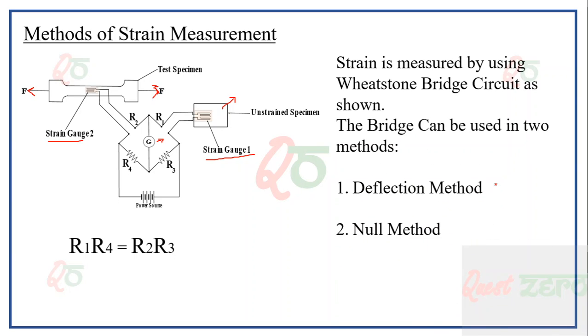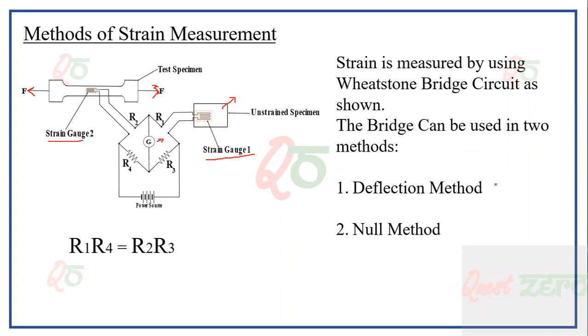So as we discussed, this is how a Wheatstone bridge circuit network works for strain measurement, and in this there are two methods that could be employed. The first is called the deflection method, and the second is called the null method. What is the difference between these two? Both methods employ the same arrangement of connections, but in the deflection method, as and when the resistance changes, there will be a deflection in the galvanometer, and these deflections are taken as a measurement of change in the length of the specimen. This method can be applied for both static and dynamic measurements.